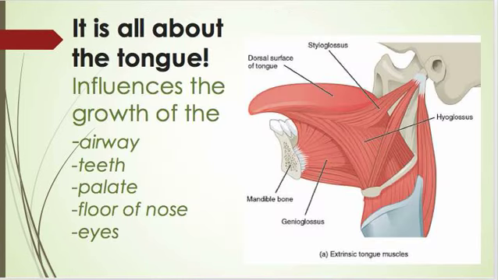It is all about the tongue. It influences the growth of the airway, the teeth, the palate, the floor of the nose, which is the roof of the mouth, and it can influence the eyes as well. So these are some things that we assess. We do an assessment of myofunctional disorders.